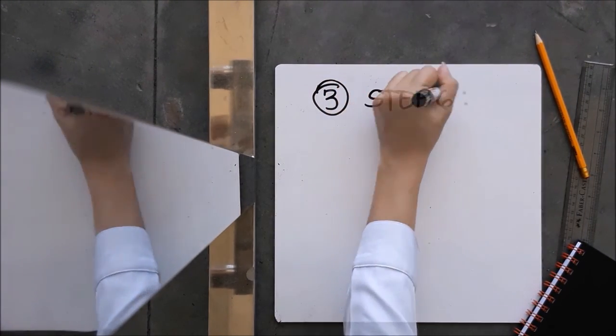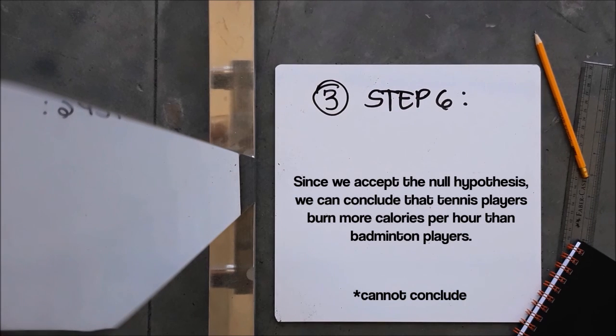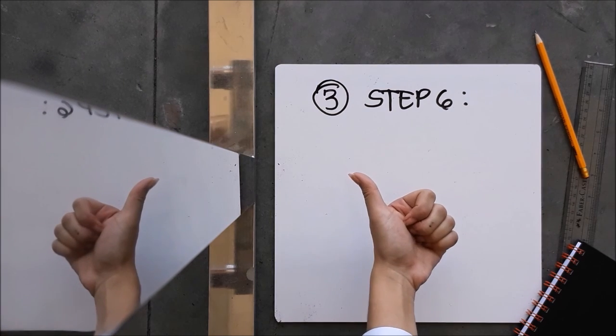Step 6. Since we accept the null hypothesis, we cannot conclude that the tennis players burn more calories per hour than badminton players. That's all for the one sample z-test.